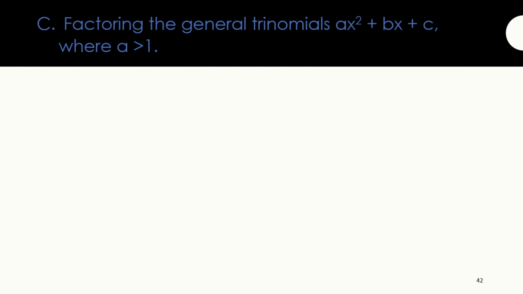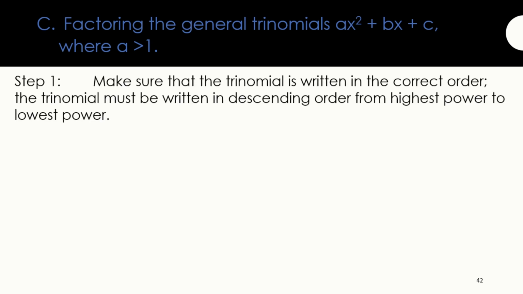Next, punta naman tayo sa letter C, factoring general trinomials ax squared plus bx plus c, where a is greater than 1. So, dito, yung a natin or yung numerical coefficient ng x squared ay mas mataas kaysa sa 1. So, step 1 natin, punta muna tayo sa steps. Make sure that the trinomial is written in the correct order. The trinomial must be written in descending order from highest power to lowest power. So, pag sinabi nating power, ito ay yung exponents.